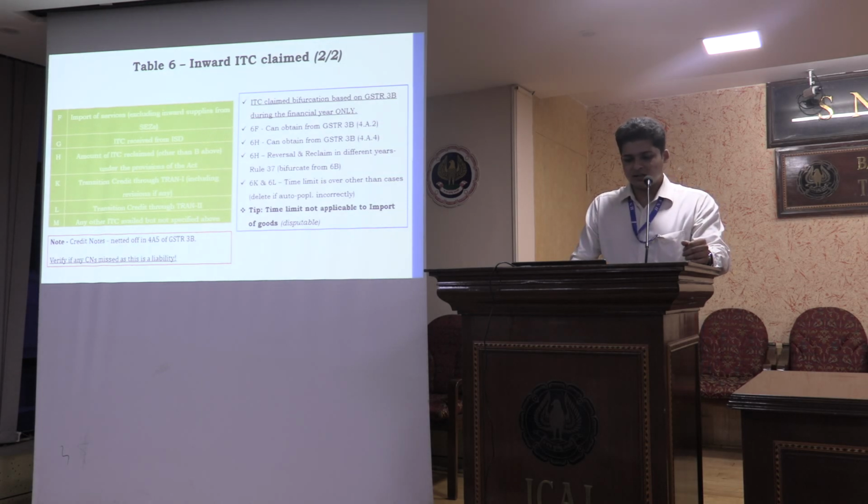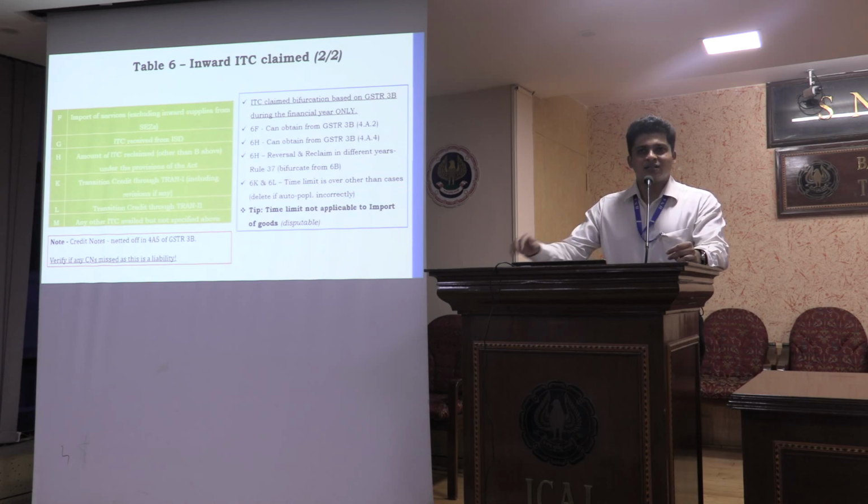In table 6F, your import of services, ISD, ITC which is reclaimed based on certain provisions, and Tran 1 trying to credit, now more or less a redundant topic, and ITC which is again in other cases. So these other cases is something that we use as a very useful tool by filing GSTR 9C. So how we are using this, again there is a separate slide for this.